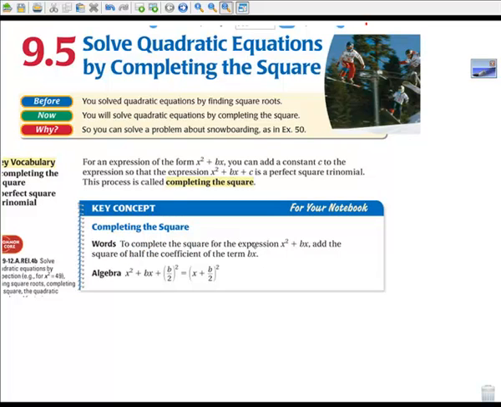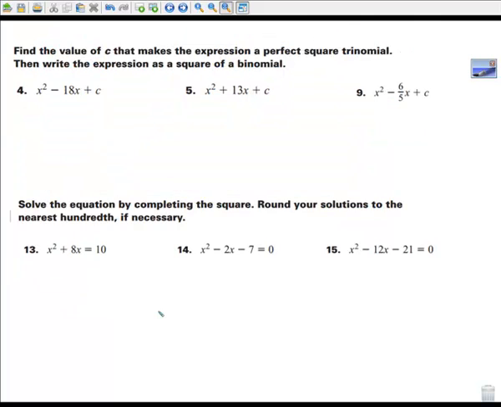To complete the square for the expression x squared plus bx, we're going to add the square of half the coefficient of the term bx. In other words, we're going to take the b value, take half of it, and square it. And that turns this into a perfect square trinomial, because the square root of b over 2 squared is just b over 2, and the square root of x squared is just x. If I were to multiply these together and double it, it would turn out to be just plain old bx. Let's do a couple of these so you can see what I'm talking about.